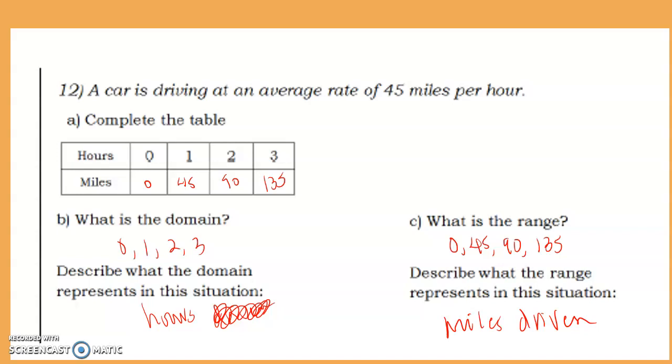What's the domain? That's my hours, 0, 1, 2, 3. And that describes, again, hours. What is the range? 0, 45, 90, 135. And that's my miles that I have driven.